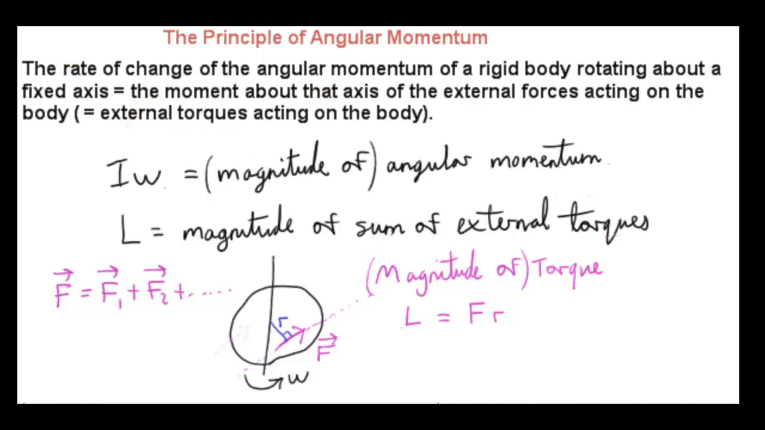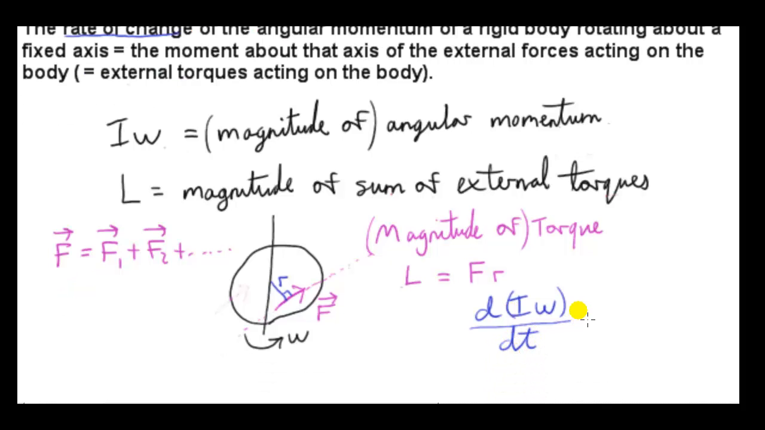What about the left hand side? We have to consider the rate of change of the angular momentum. So we want the rate of change of this quantity here. How is I omega changing with time? So we differentiate it with respect to time. Now we have a product of two things here, a product of I and omega. Now, what can we say about I? Well, I is the moment of inertia of the body. That does not change.